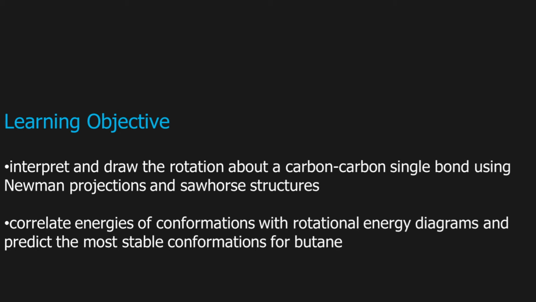Sawhorse projections we are not going to consider in detail, but we will talk about Newman projections. And secondly, we will also correlate the energies of all the conformations of butane with rotational energy diagrams, and we are going to predict which one is the most stable conformation of butane. So let's go on to butane first. When we're talking of butane, it is considered as a dimethyl derivative of ethane. So let's look at the structure.